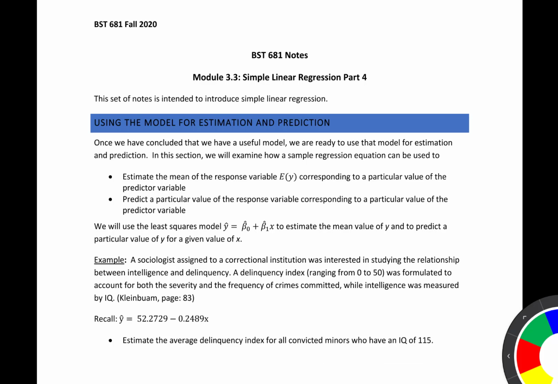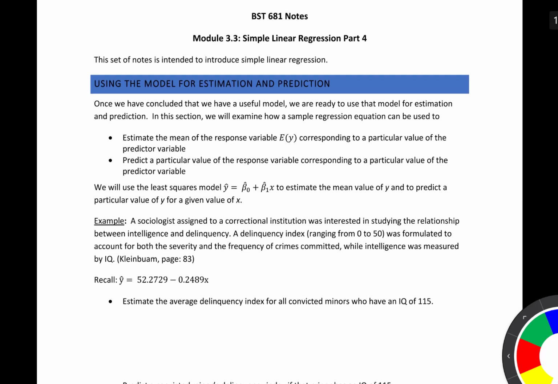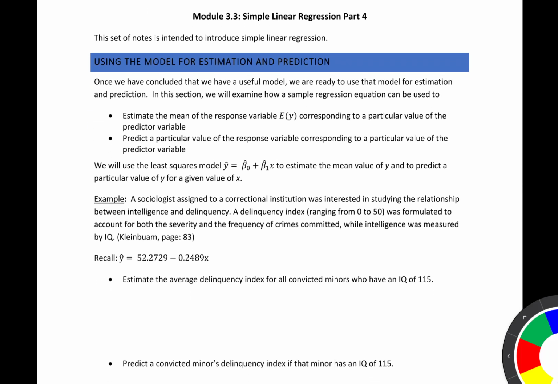In this video, we're going to finish looking at simple linear regression. One of the benefits of simple linear regression, after we've concluded that we have a useful model, is that we can then use that model to estimate what's happening on average or to make predictions. And in this section, we're going to look at how we can use the model to do that.